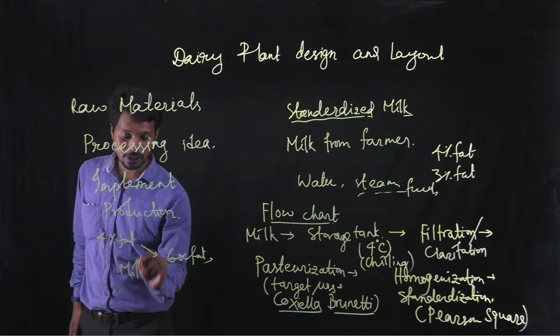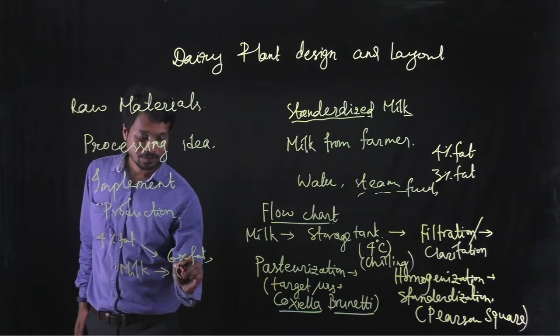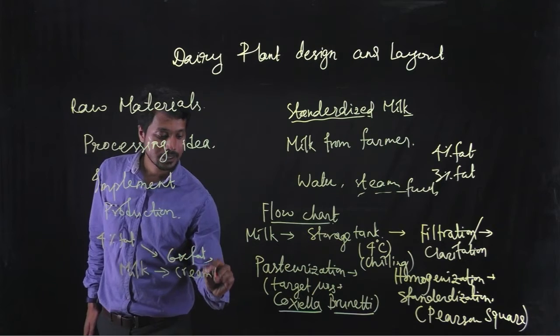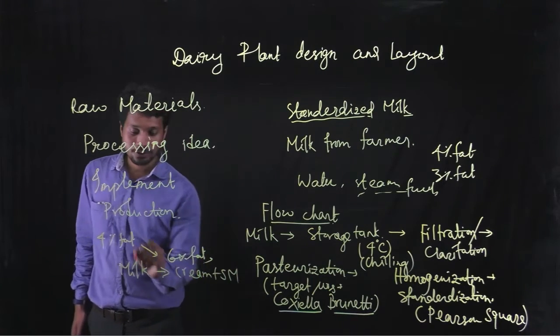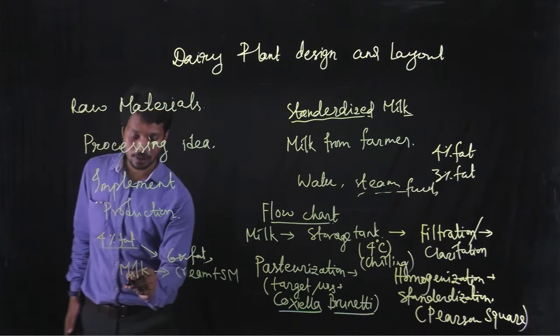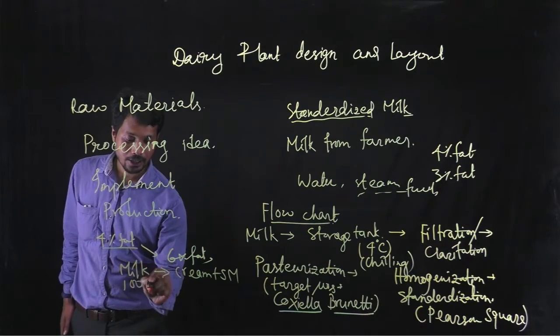So here first you separate the milk into cream and skim milk. Suppose your milk with 4% fat is 100 liters.